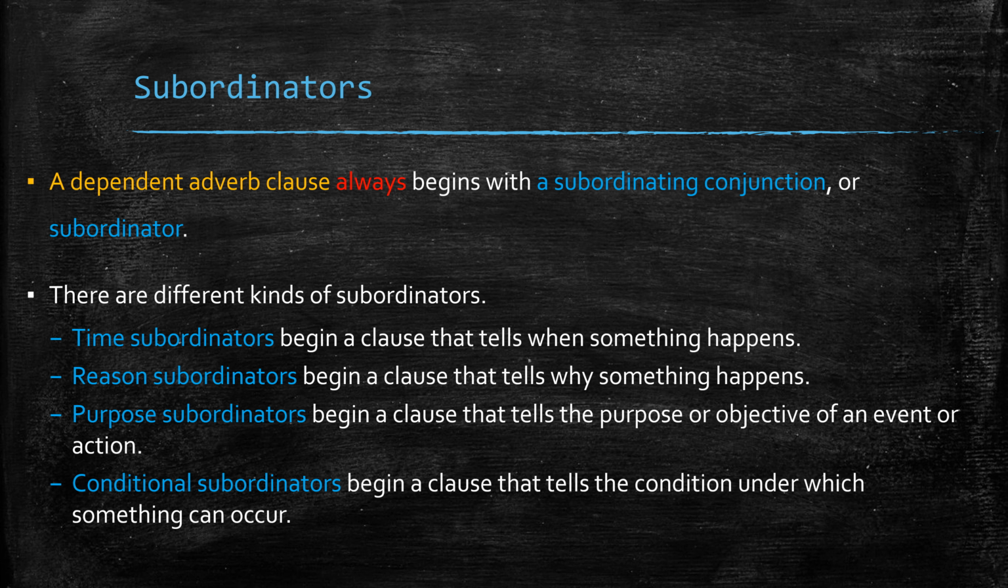Subordinators. A dependent adverb clause always begins with a subordinating conjunction or subordinator. There are different kinds of subordinators. We have time subordinators, which begin a clause that tells when something happens. We have reason subordinators, which begin a clause that tells why something happens. Purpose subordinators begin a clause that tells the purpose or objective of an event or action. Conditional subordinators begin a clause that tells the condition under which something can occur. Good.